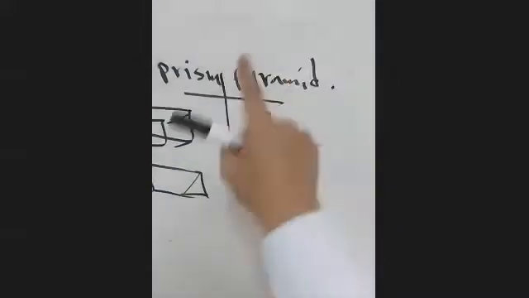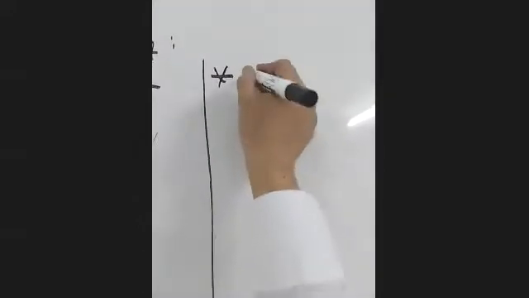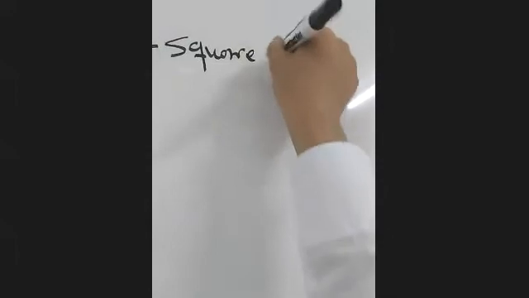Today we'll talk about pyramids, and we have 2 types of pyramid. The first one we call square pyramid. Focus, please, guys.